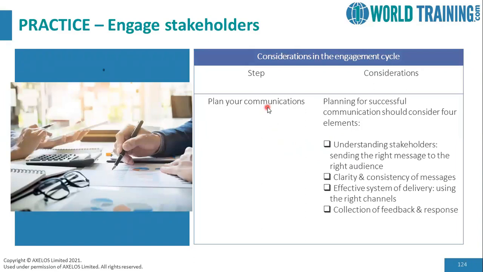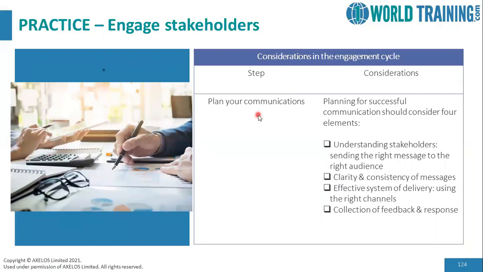Planning the communications. Planning for successful communication should consider 4 elements. Firstly, understanding the stakeholders, sending the right message to the right audience. That is, the messages need to be clear and consistent. There needs to be an effective system of delivery, meaning use the right channels of communication, and also collection of feedback and responding to it.